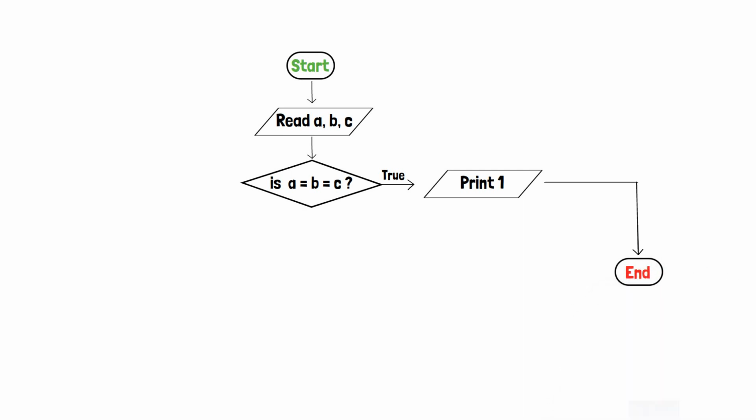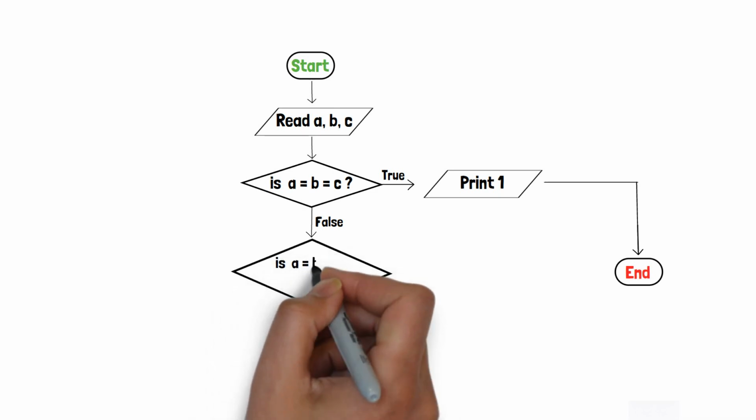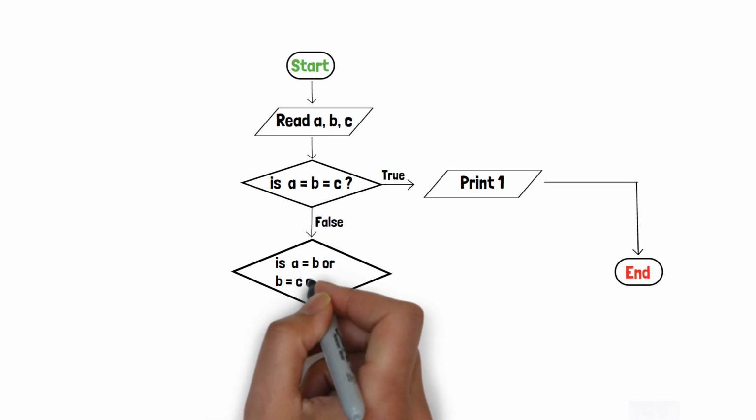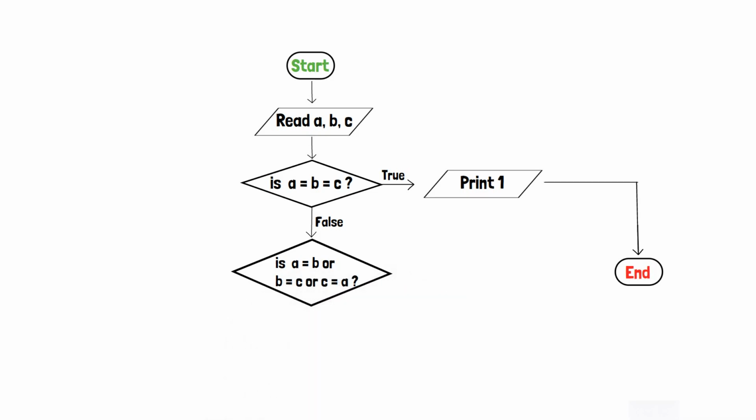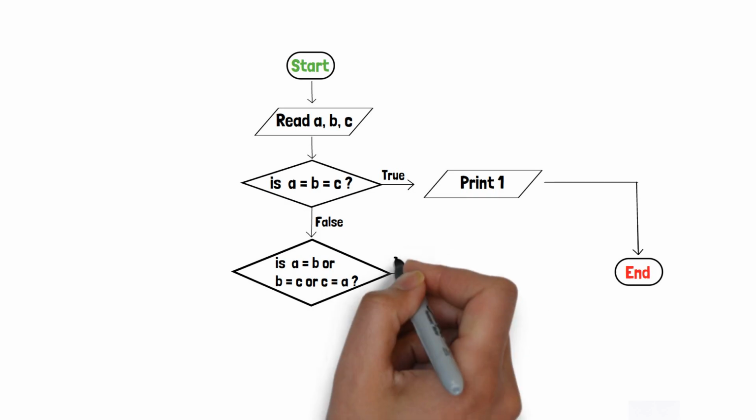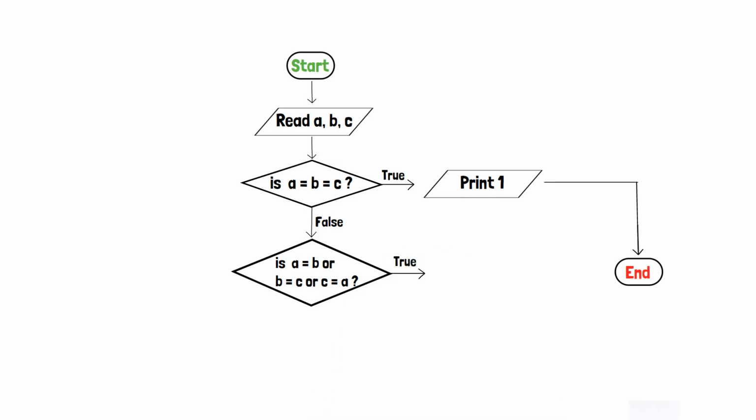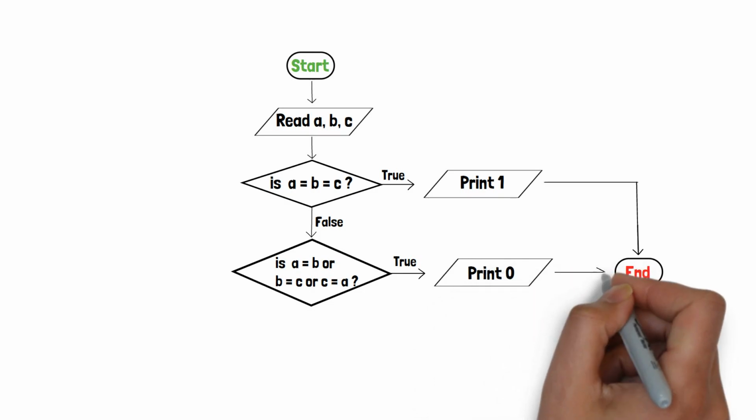But if the condition in the decision box is false, that is, if A, B, C are not equal, then we will implement another decision box to check if A is equal to B or B is equal to C or C is equal to A or not. If the condition is true, that is, if any two sides are equal, that means it is an isosceles triangle. And hence, we will print 0 with an output component and end the program.